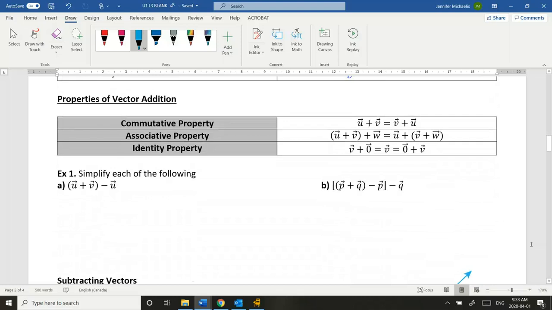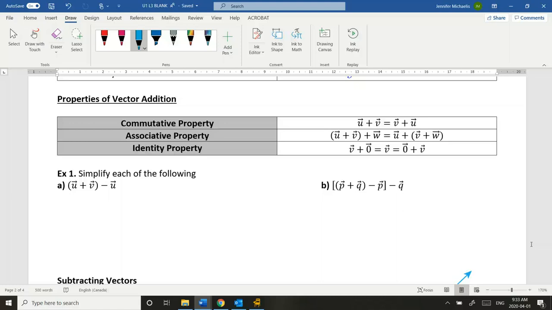Okay, and then there are some properties of vector addition. The commutative property says it doesn't matter which order you add vectors in. I can take vector u first and add vector v, or I can take vector v first and add vector u. The result will be the same.